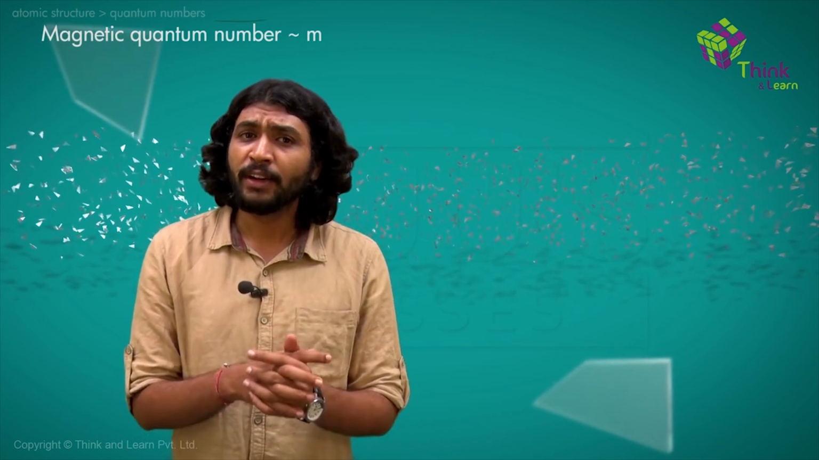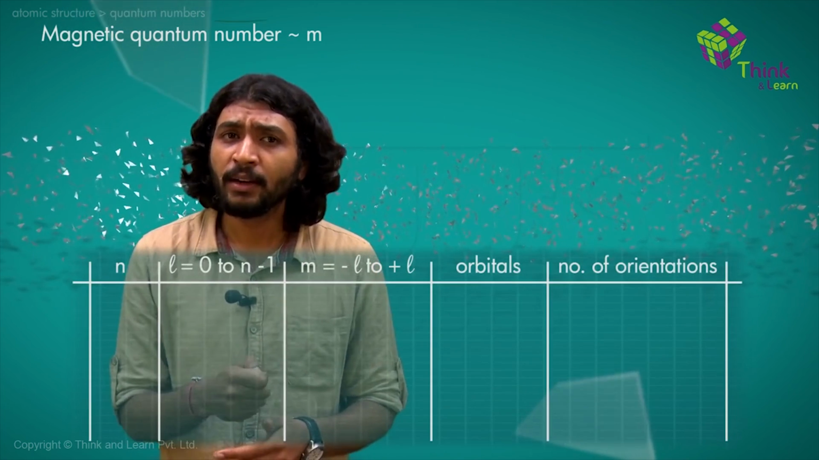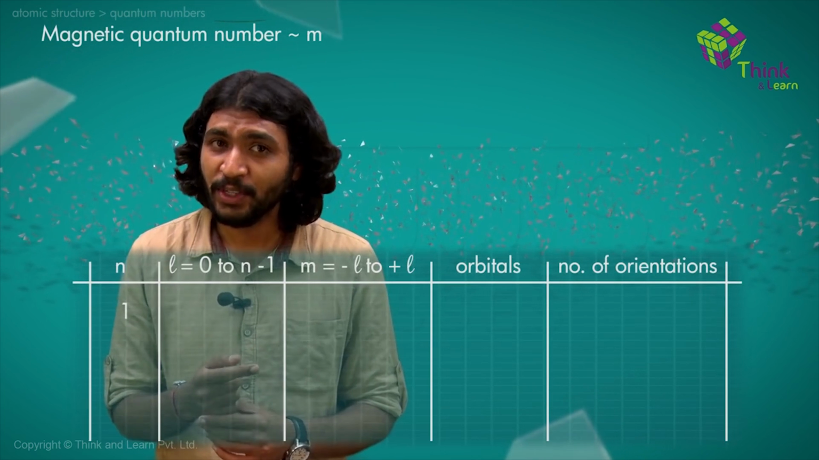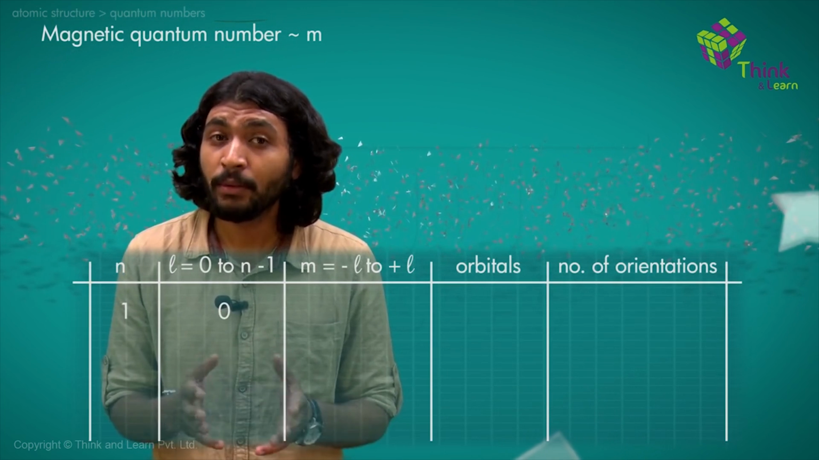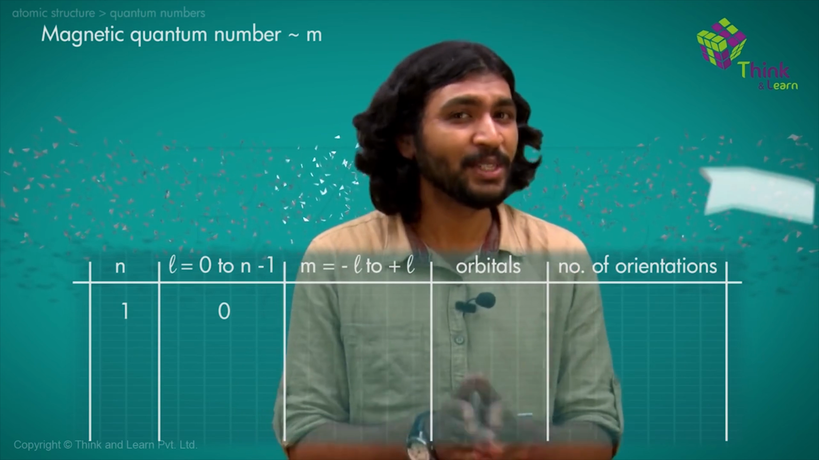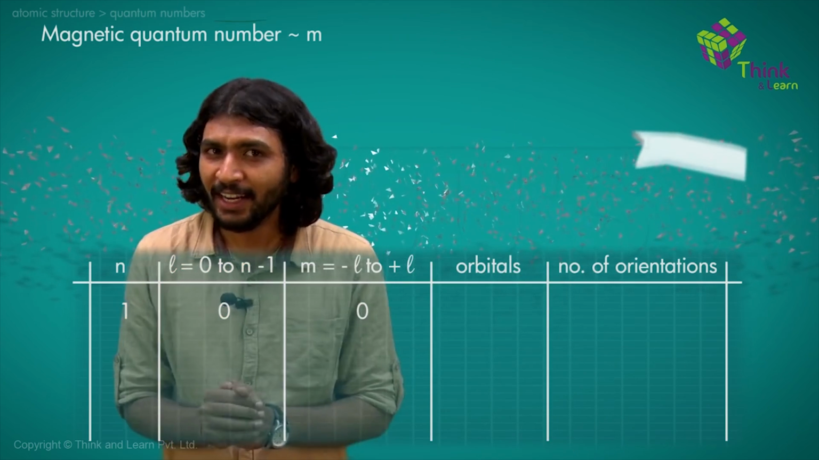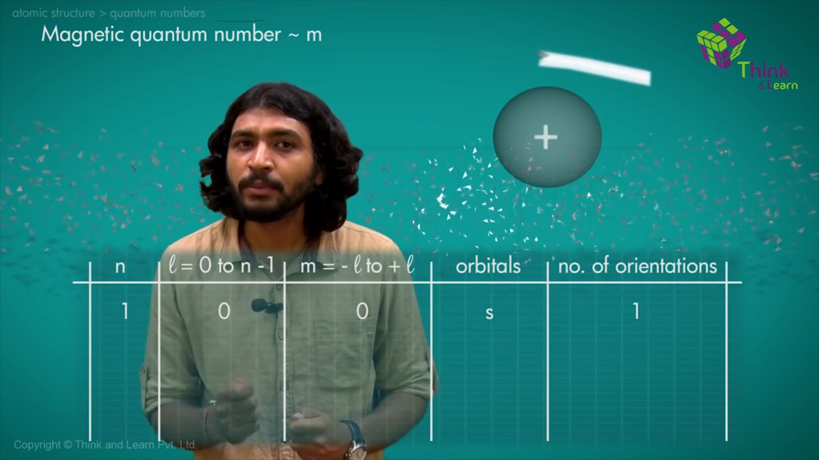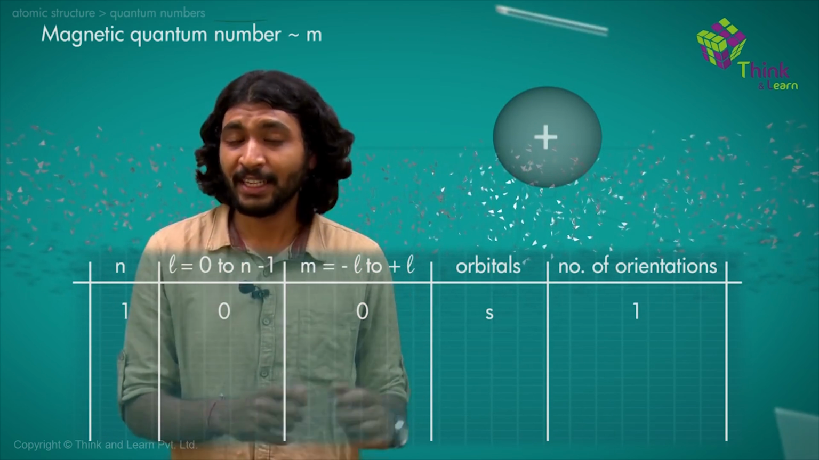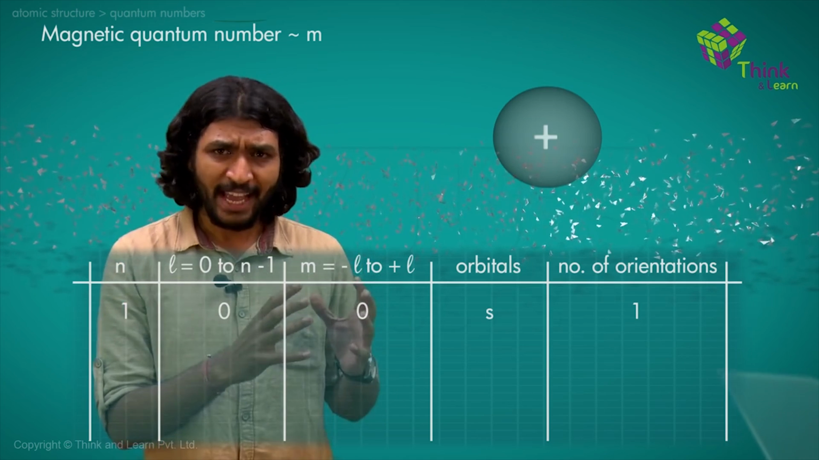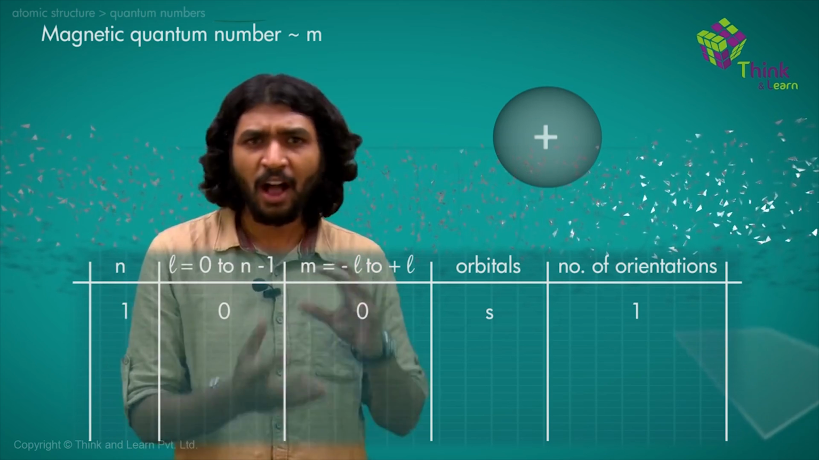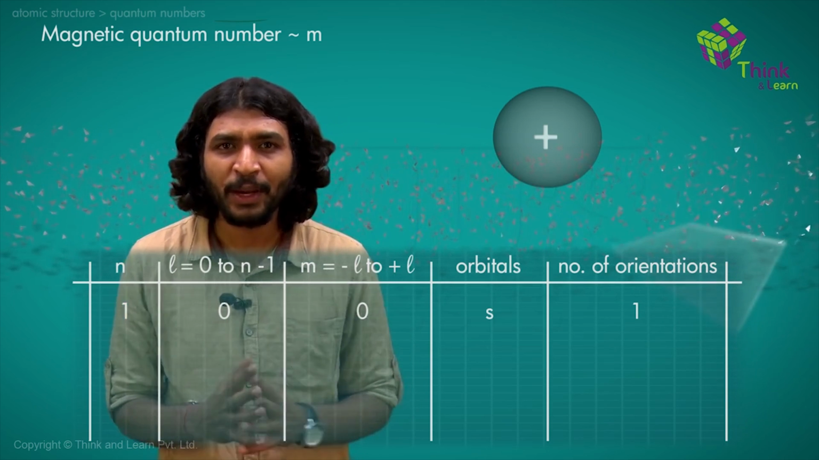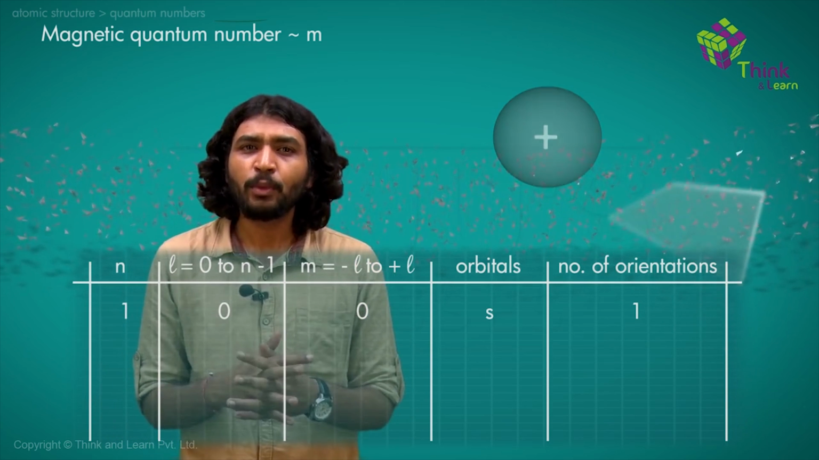Now, if I take energy level 1, what happens? N is equal to 1, L is equal to 0. And what would be the magnetic quantum number? Minus 0 to plus 0, which is actually 0. Which means that for an s orbital, you only have one possible orientation, which is very intuitive, right? The s orbital is spherical. So how many different ways can a sphere orient around itself? Only one possible way. So that's what the magnetic quantum number indicates.